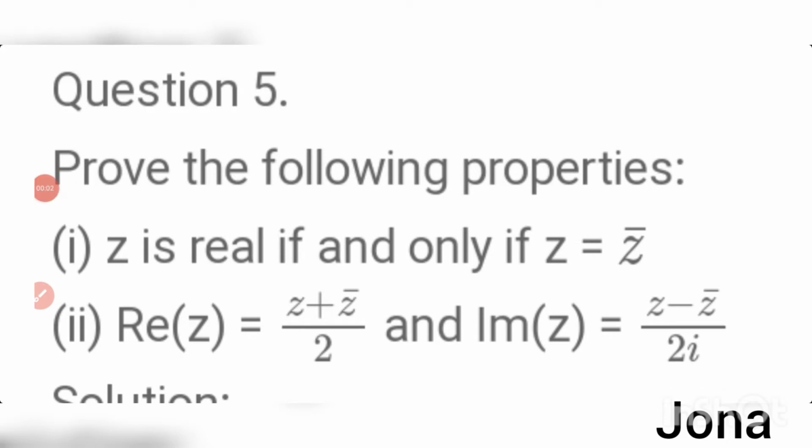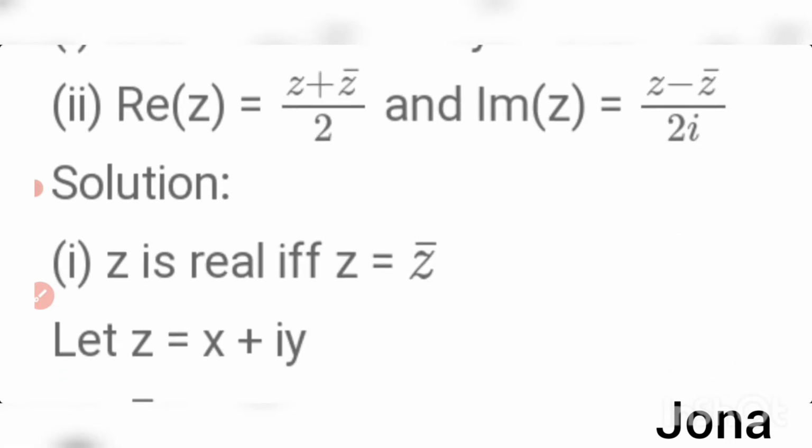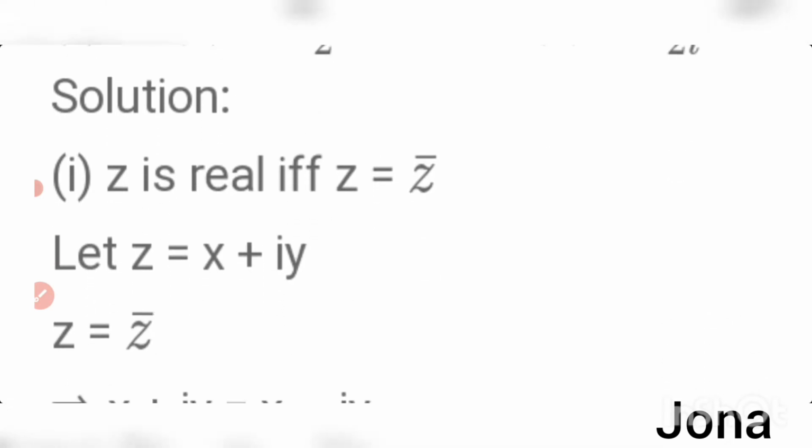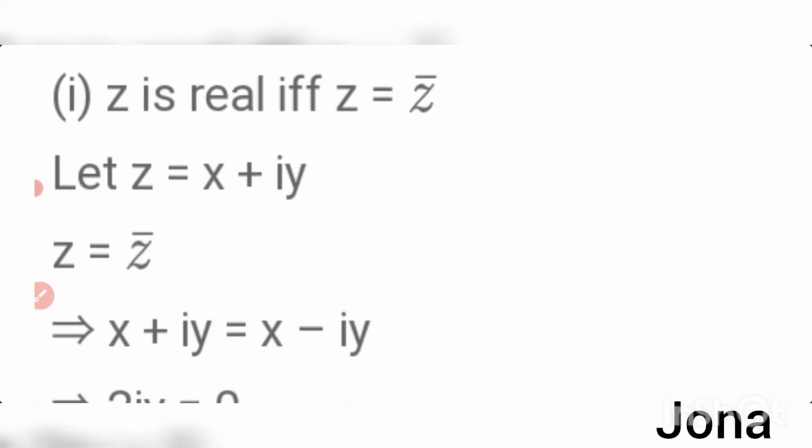Question number 5. Prove the following properties. Z is real if and only if Z equal to Z bar. So we want to prove both the parts. Okay. If Z is real, so let me take this: Z is real if and only if Z equal to Z bar.